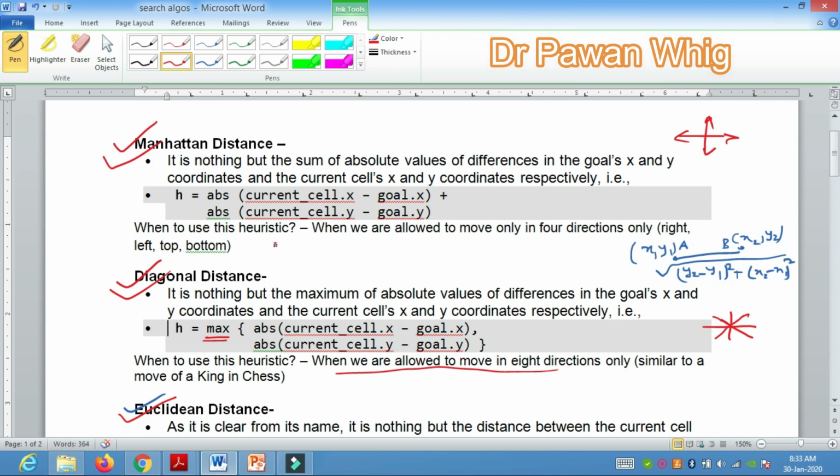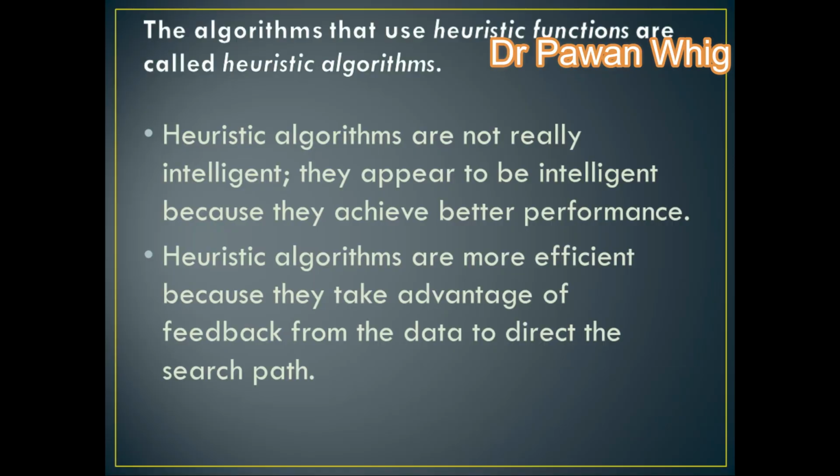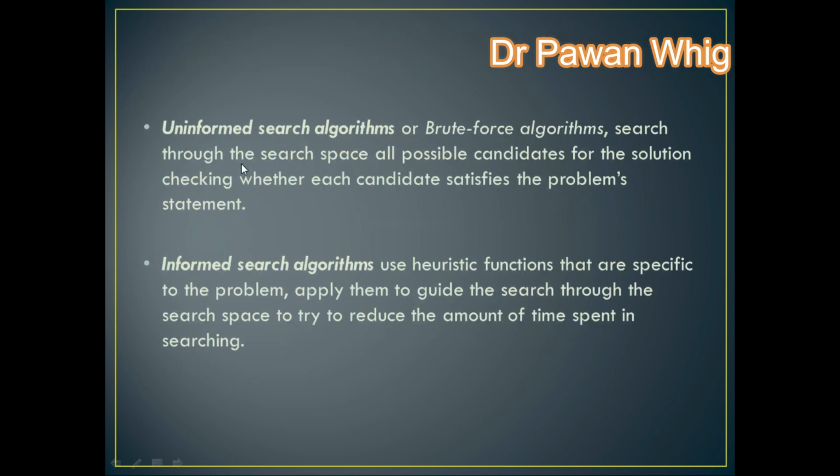So let us move back to the slides. I told you what the different kinds of distance are. Now based on those distances we can calculate this heuristic function, and heuristic algorithms are not really intelligent. We already covered this, so we'll move forward.